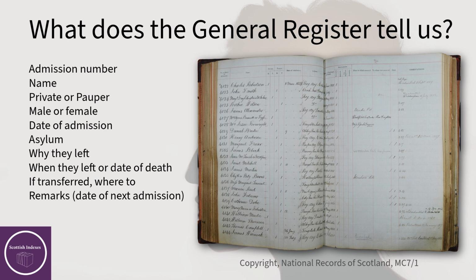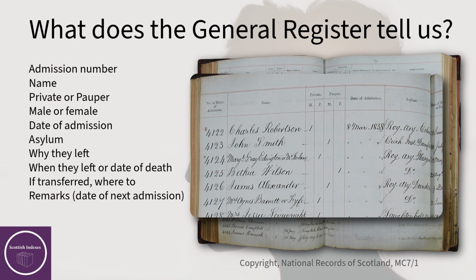What does the General Register tell us? Well, first of all, each patient is given an admission number. This is incredibly useful. If a patient is released, then readmitted months or years later, they use the same number. Next, we have a name. Now, a lot of women you'll see have two surnames. This is usually their maiden surname followed by their husband's surname. This is an incredibly useful feature when it comes to identifying our female ancestors.